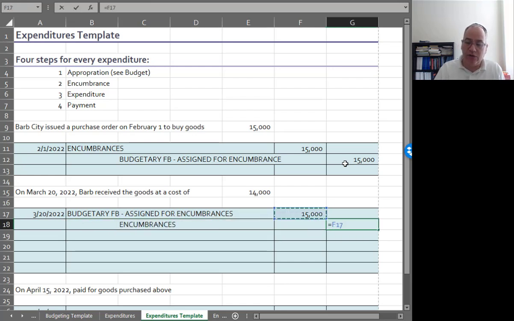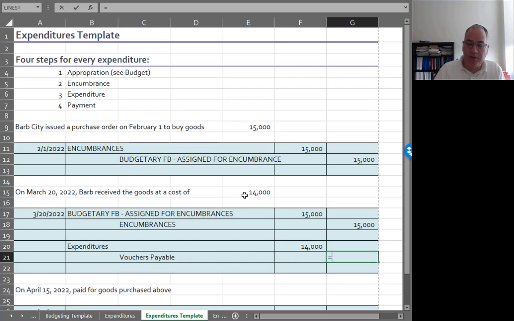And in this particular situation, it's interesting because the goods only cost $14,000. So the purchase order was based on an estimated price. The price turned out to be lower. So we're going to reverse what we originally did in the encumbrance of $15,000, and now we're going to record an expenditure of $14,000. So whatever the item is, we don't know. It's some kind of good, so I'm just going to debit Expenditures and credit Vouchers Payable, which is a liability.